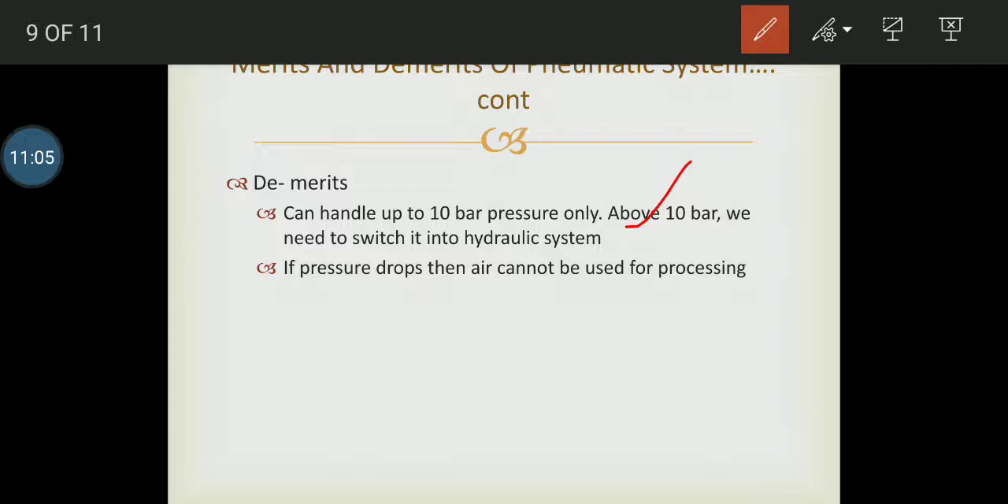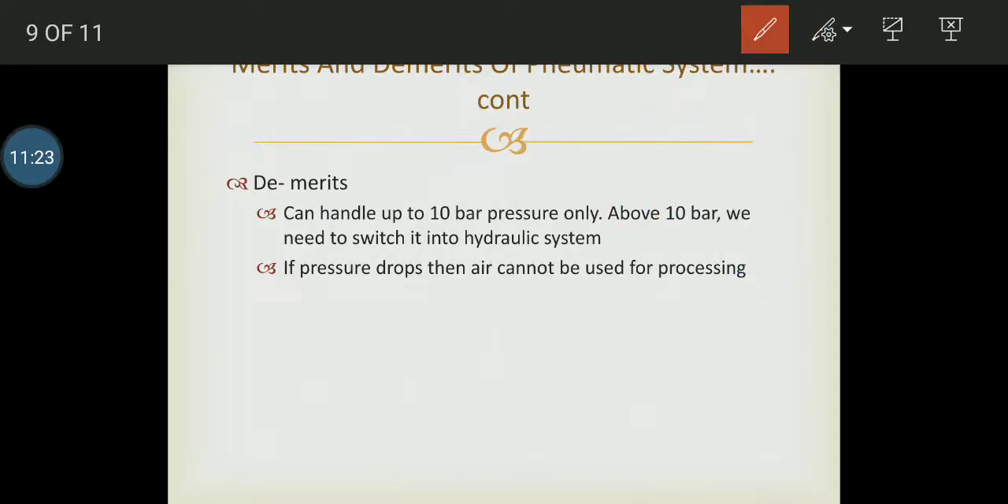But if my system requires a pressure of more than 10 bar, I compulsorily need to switch my system from pneumatic to the hydraulic system, because the hydraulic system creates a pressure of more than 10 bars. Then, if pressure drops, air cannot be used for processing.